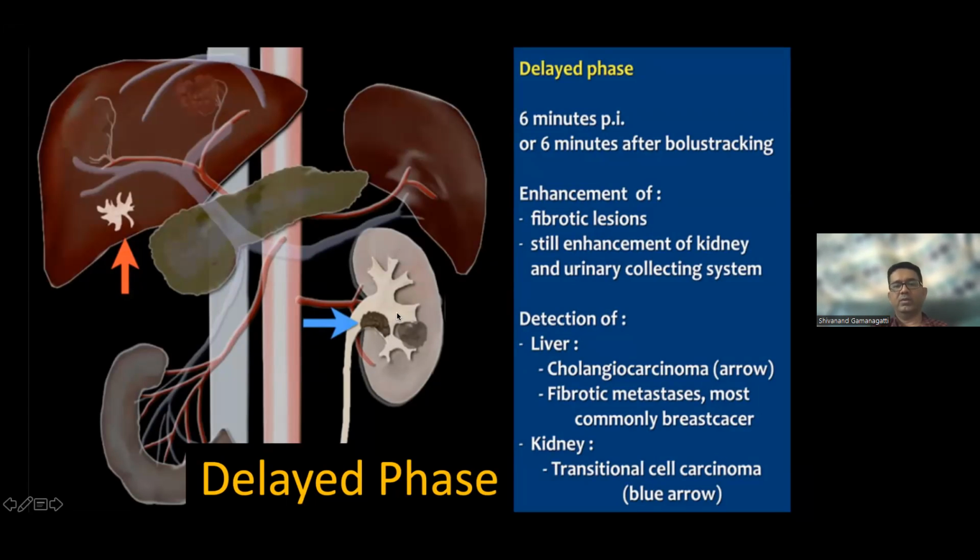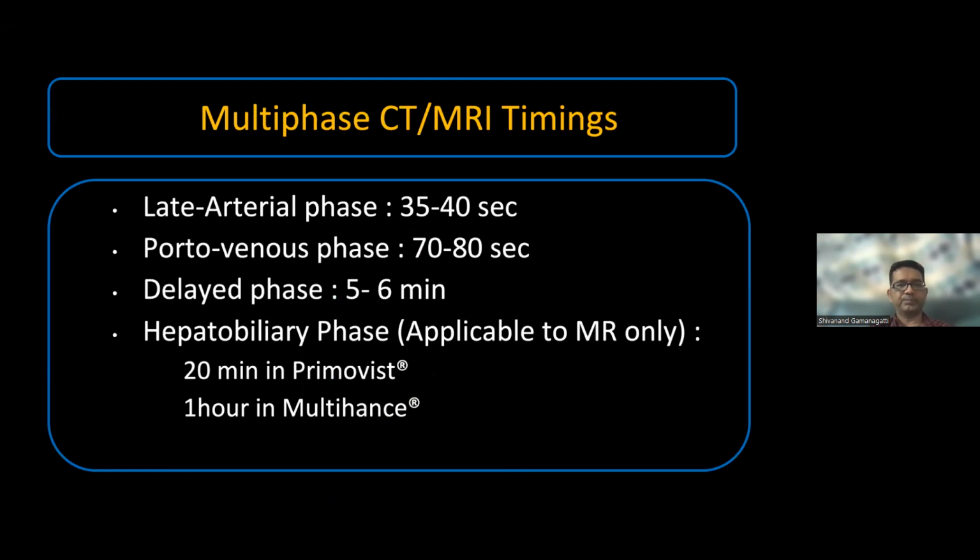kidney, the contrast will start excreting. You see the lesions, if there are any, in the pelvicalyceal system. So in the delayed phase, the fibrotic component helps to characterize lesions like cholangiocarcinoma.